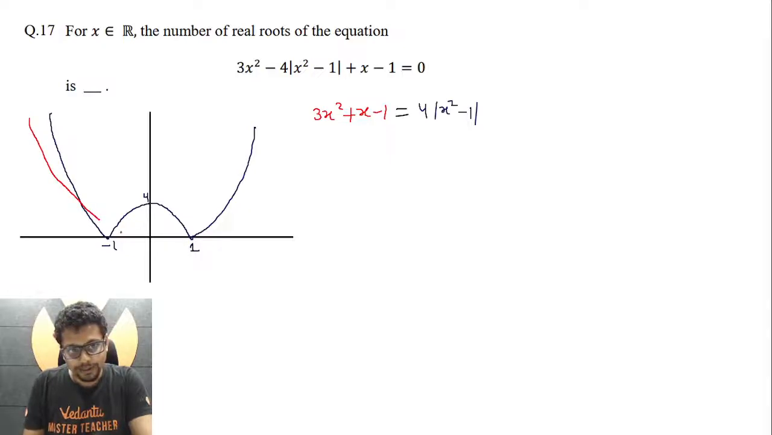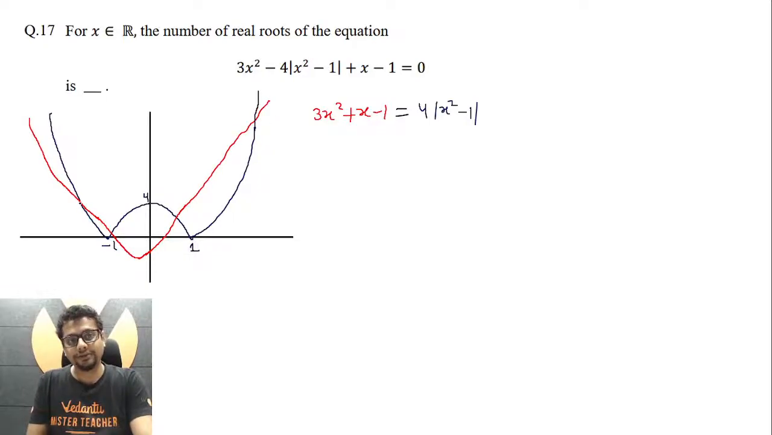So the graph will turn out to be something like this. At x equal to minus 1, it is positive. At x equal to minus 1 by 6, it has the vertex. At 0, it is minus 1. At 1, it is essentially 3. The point is it is positive, and it will go something like this. So clearly there are 4 intersection points, 1, 2, 3, 4. So that means the number of real roots would be 4.